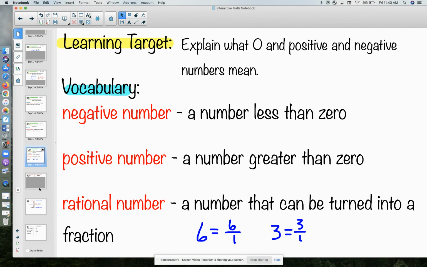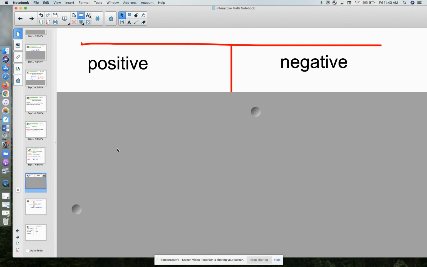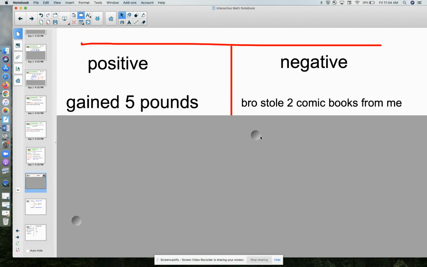All right. Next, draw this: positive and negative. So make a T-chart. Think of some situations that would have a positive number to it. For example, if you gain 5 pounds, like I do. So I gain 5 pounds, so it would be positive 5. Positive 5 right there.